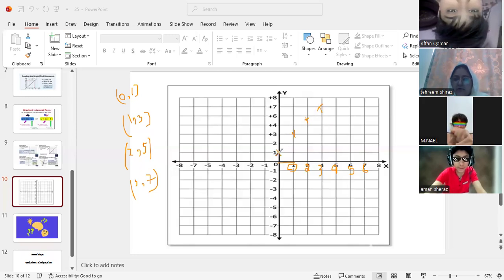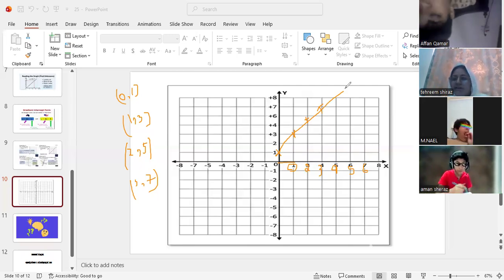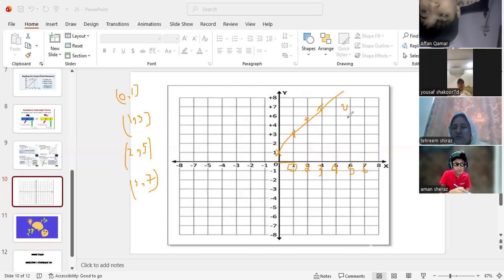Now, we have to join all the points and the line will be like this one. My line is curvy somehow because I am using the mouse. You can use a proper pencil, scale and eraser in order to draw the graph. Now, this is the graph of the function y equals 2x plus 1. You can see the pattern is increasing.